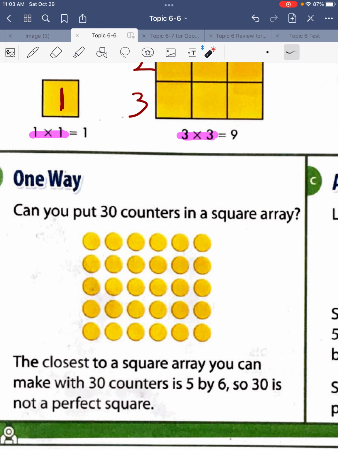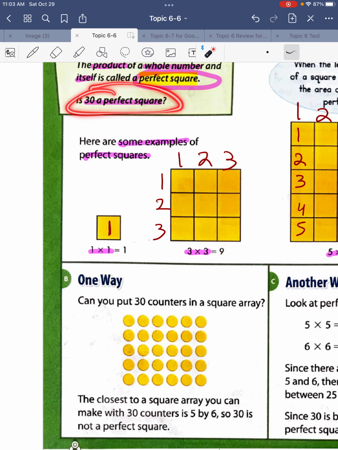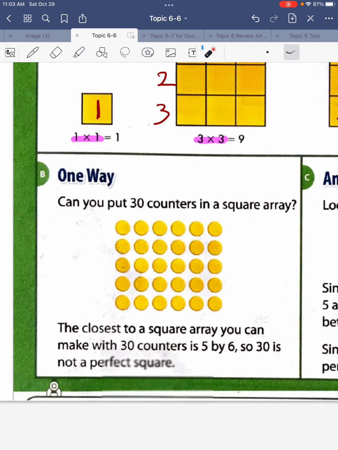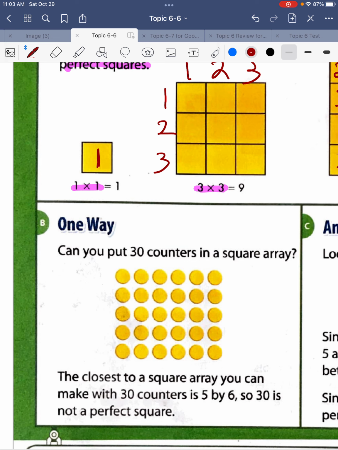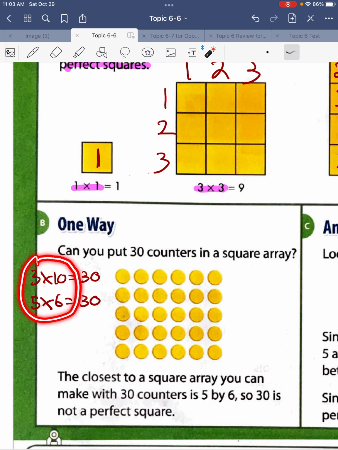This is where they're asking, is 30 a perfect square? The only ways I know to get 30 are 3 times 10 equals 30, and 5 times 6 is 30. If I look at my factors, 3 and 10, 5 and 6, I notice that they are not the same. 3 and 10 are not the same number. 5 and 6 are not the same number. So I already have a red flag there. I already know 30 is probably not a perfect square, but let me just double check.